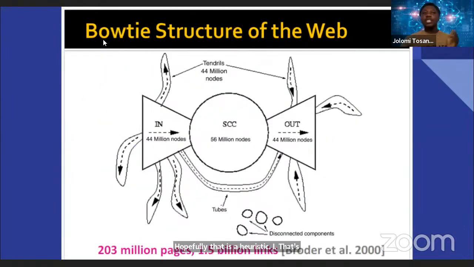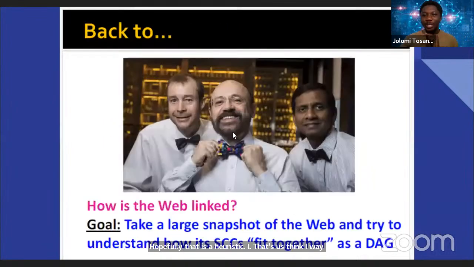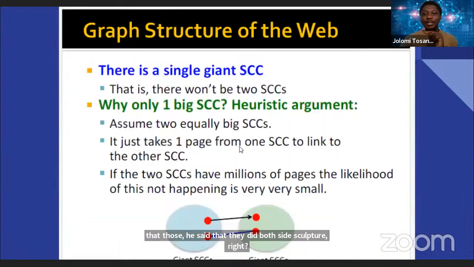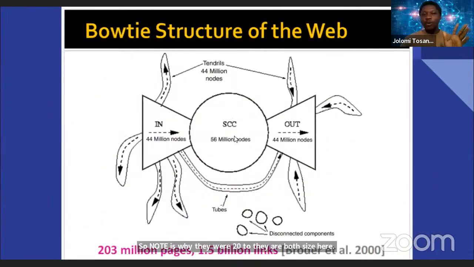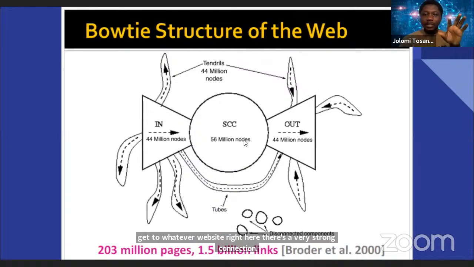But they saw that there's a bow-tie structure, right? So notice why they were pointing to both sides here. When they plotted the network of the internet in 1999, they discovered this bow-tie structure just appear. So there's a giant connected component where we have a lot of websites that if you keep following the hyperlink, you can basically get to every other website, right? There's a very strong connection among those central SCC, right?